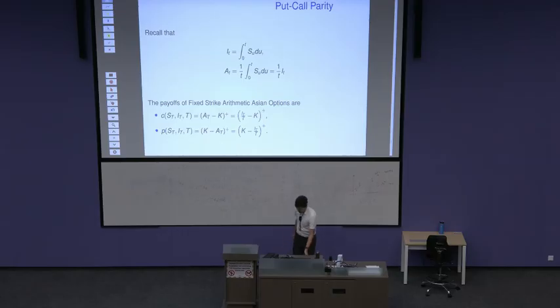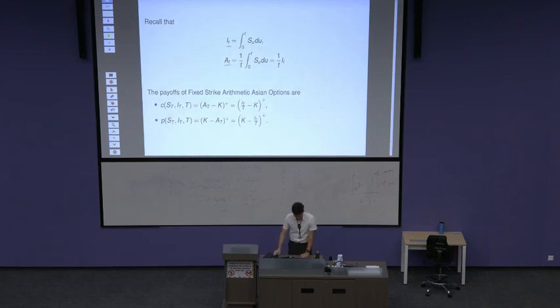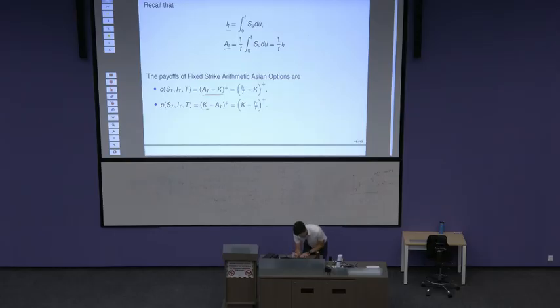Okay, the last part of today's lecture is about, similar to the last lecture, parity relations, which we also have in the case of Asian options. So the definitions we are talking about are I_T, the integral over the asset prices, and A_T just being the average value, or 1 over T times I_T. For fixed strike arithmetic Asian options, the payoffs are just the ones I defined earlier, like the ones of European call and put options, where you replace the S_T with the A_T, and A_T again is I_T divided by T.